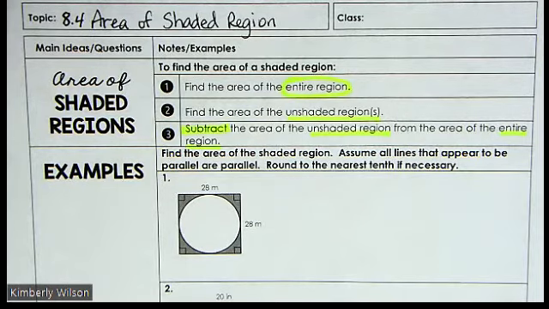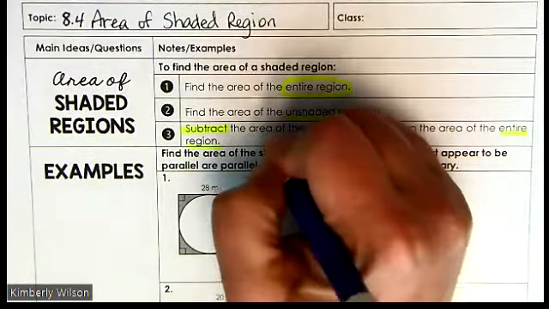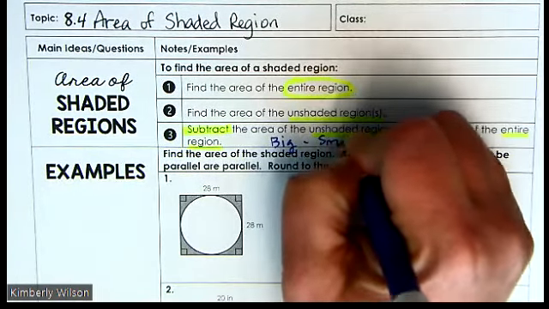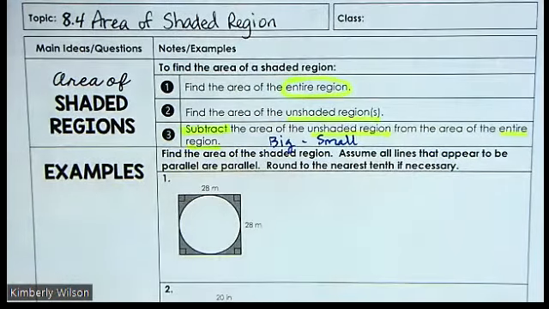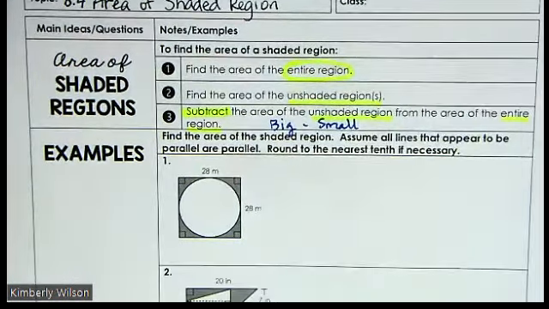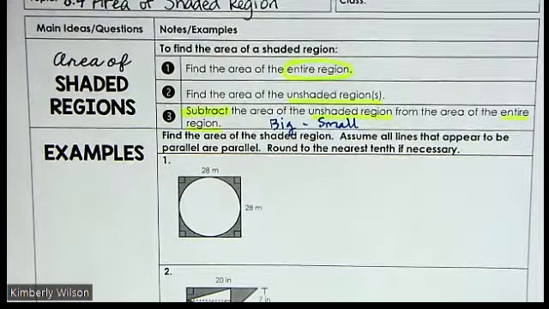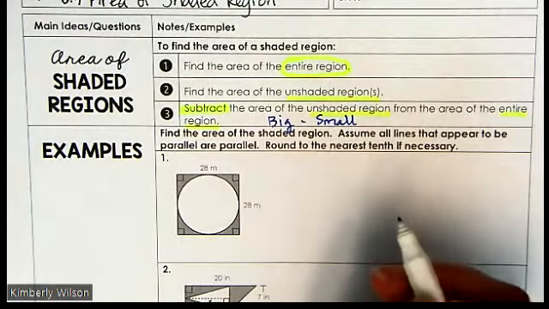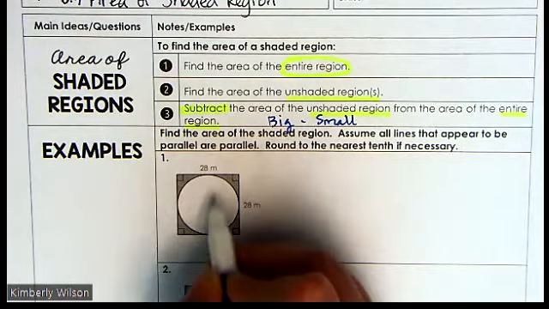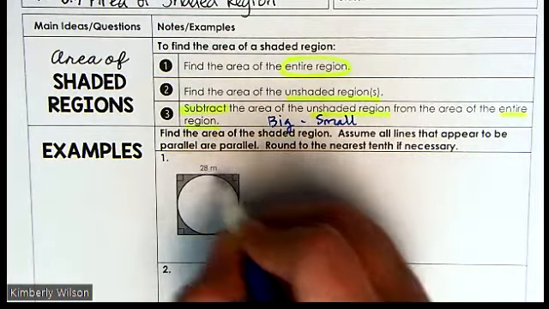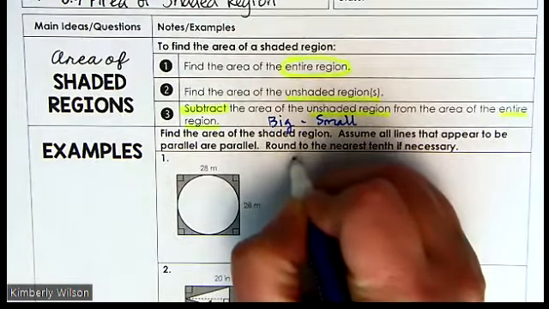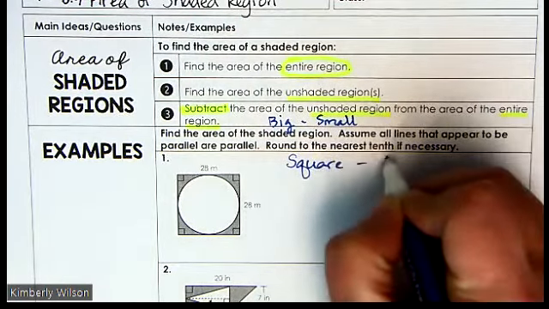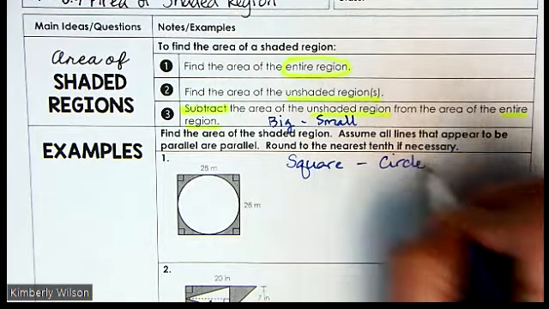Sometimes I'll think about this as you do the big minus the small, because obviously the bigger shape is going to be the one with the entire thing. So when we're looking at number one, my two shapes are, because these two numbers are the same, this is a square, so I'm going to be doing the square minus the circle.